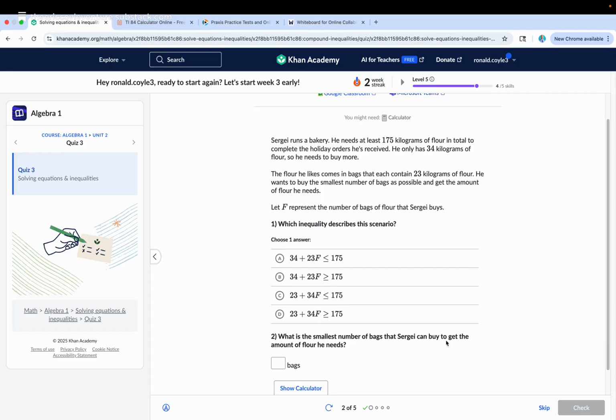Flour. The flour he likes comes in bags that contain 23 kilograms. So he has 34. Needs 175. Okay. He wants to buy the smallest number of bags possible to get the amount of flour he needs. All right, I think I can set this one up.